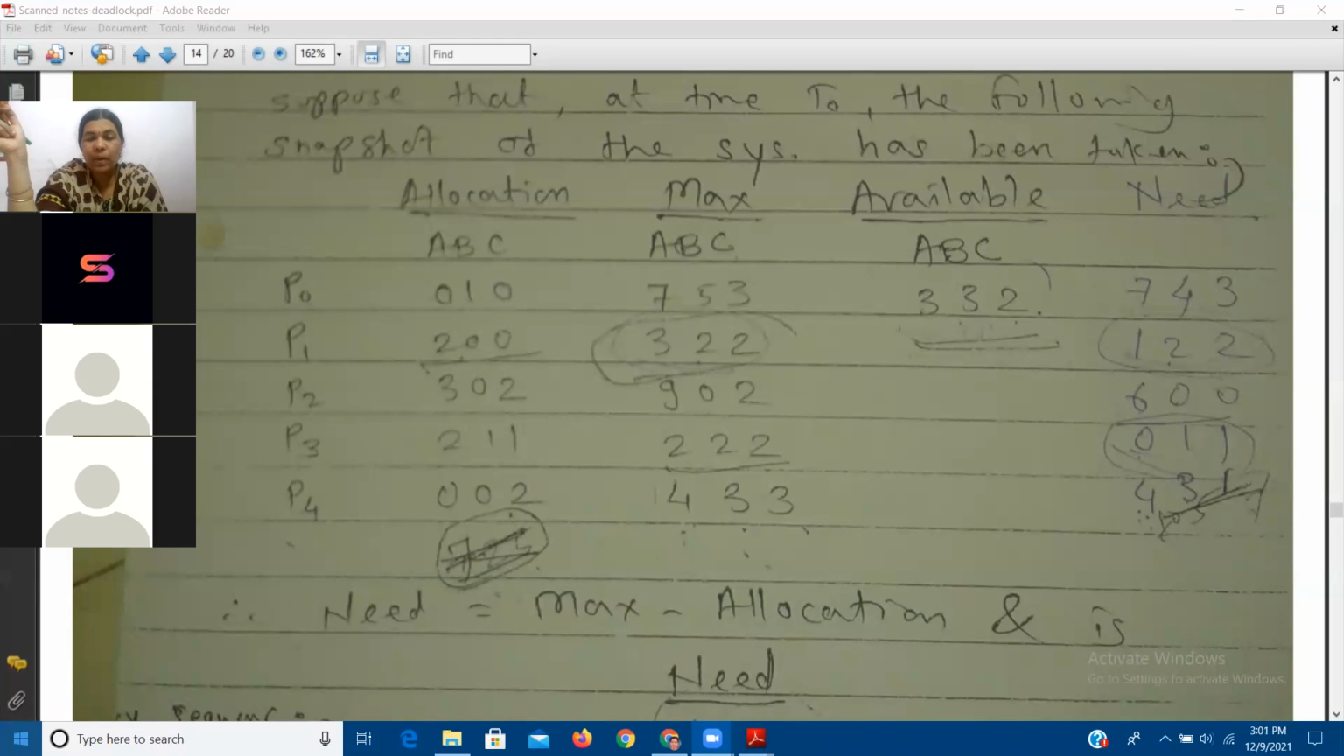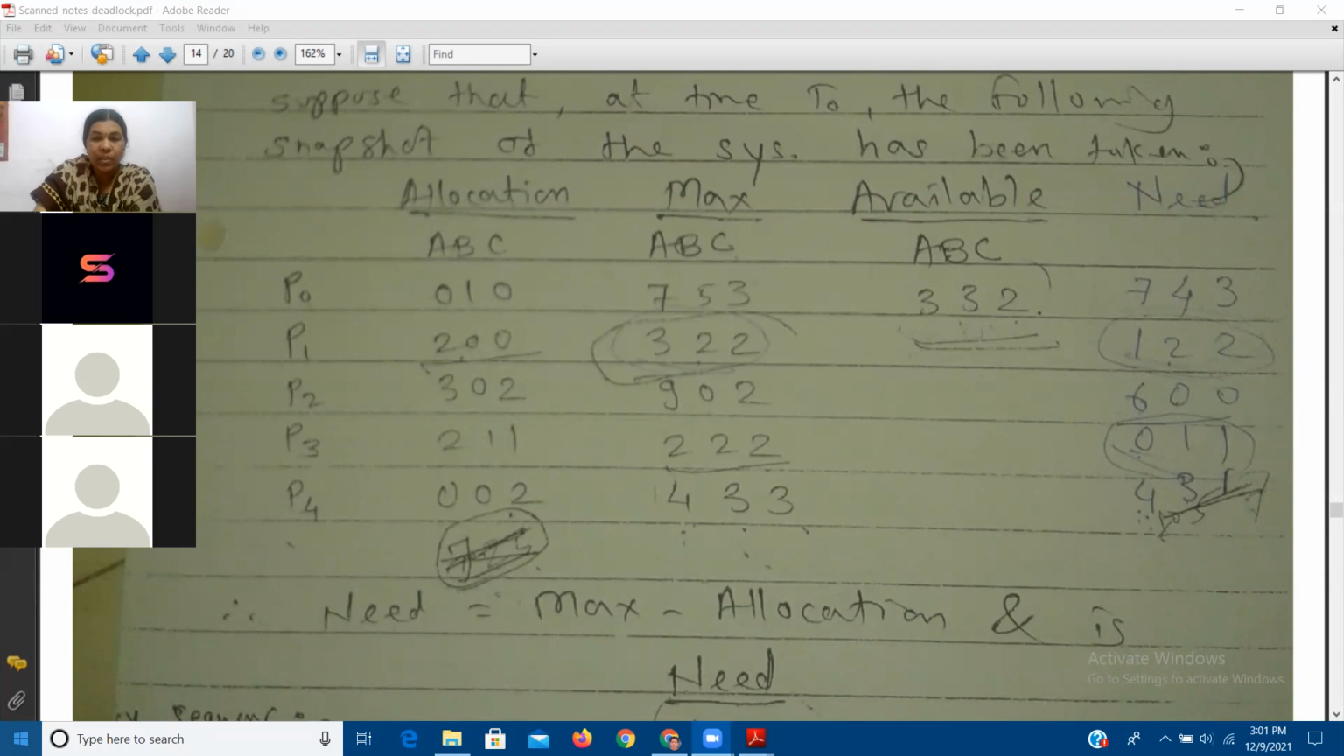Can we consider process P1? Yes, ma'am. So we can choose process P1 as the first process in our safe sequence. We'll write process P1 as the first process in the safe sequence. Now for process P1, listen carefully to the calculation. Work is 3, 3, 2 and its need is 1, 2, 2.